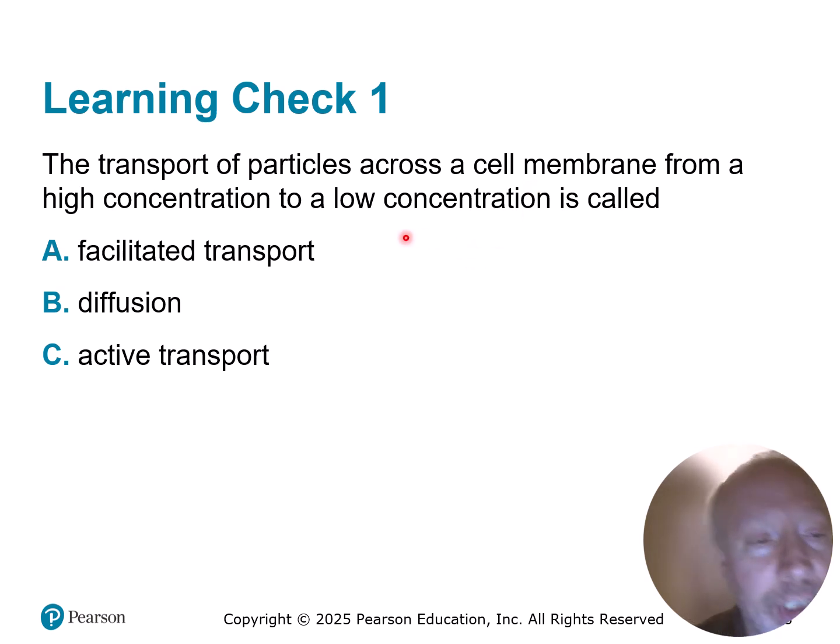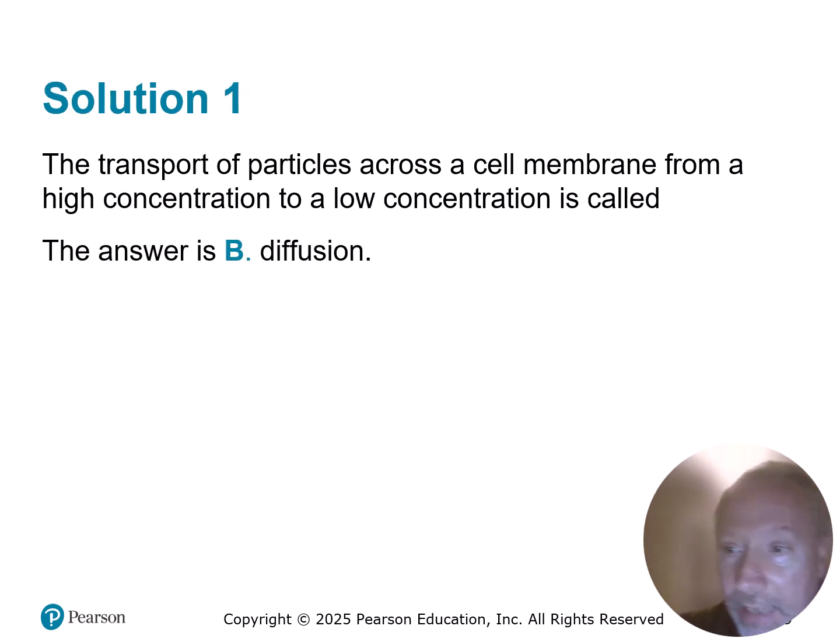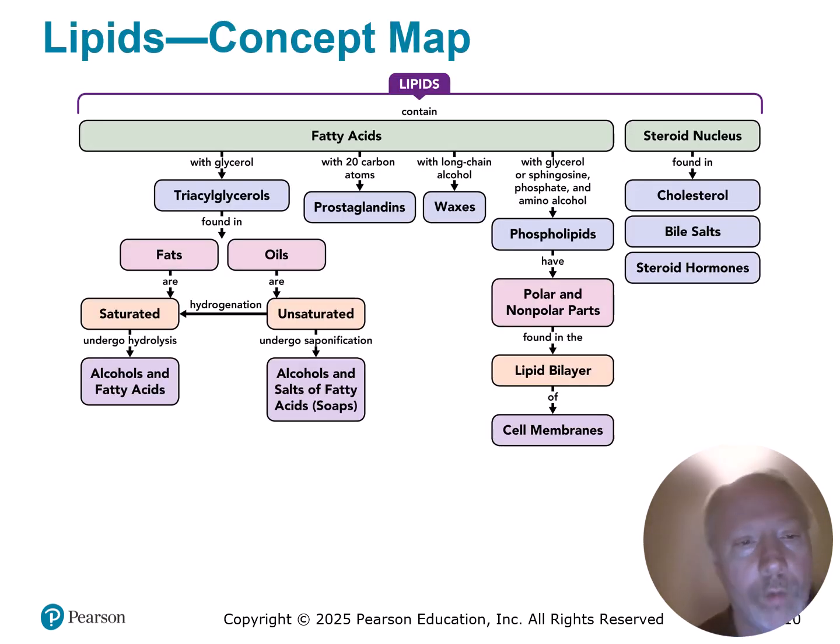So, just a question. A transport of particles across a cell membrane from a high concentration to a low concentration is called what? Facilitated transport? Well, that seems to involve a protein, a little more complicated. Diffusion? That's just concentration gradient dependent. Active transport, that requires ATP and a protein. So the answer is going to be B. It's going to be diffusion because it's only concentration dependent to get through the phospholipid bilayer, or the fluid mosaic model. So correct answer.